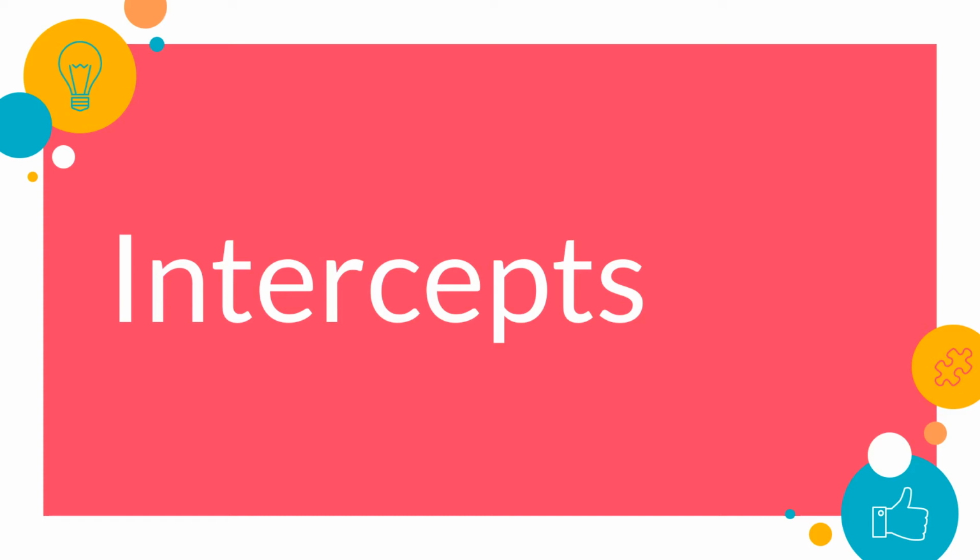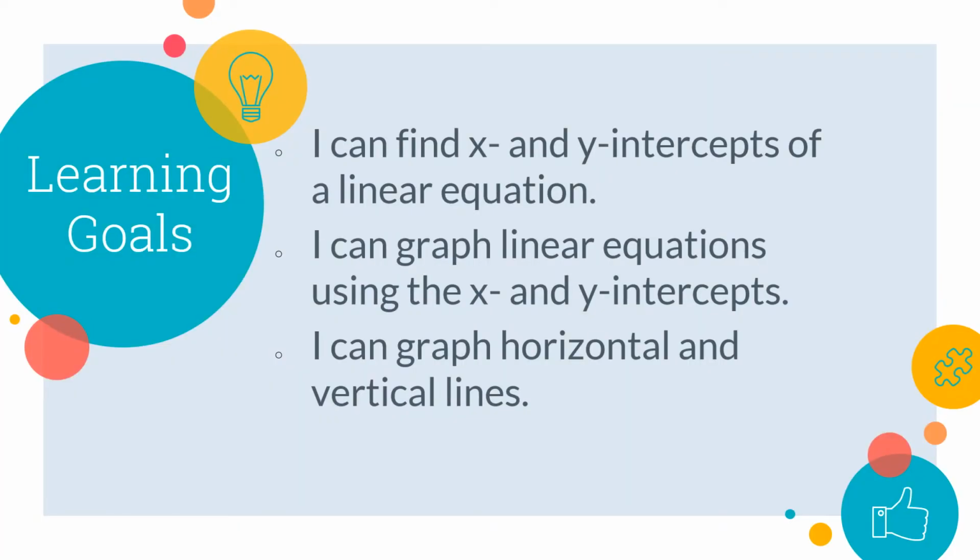We do have a foldable for this, but if you have not printed off Google Classroom or don't have one available from school, make sure you jot this down in your notebook. Our goals today, we're going to find the intercepts of a linear equation. We're going to graph those intercepts, and we're going to revisit horizontal and vertical lines.